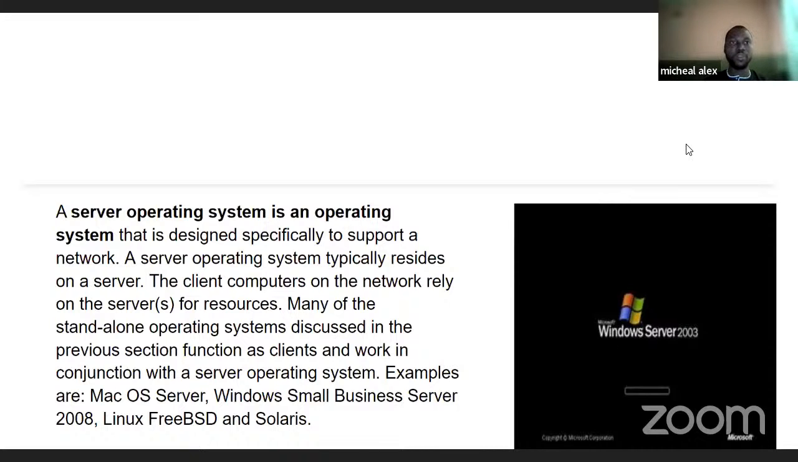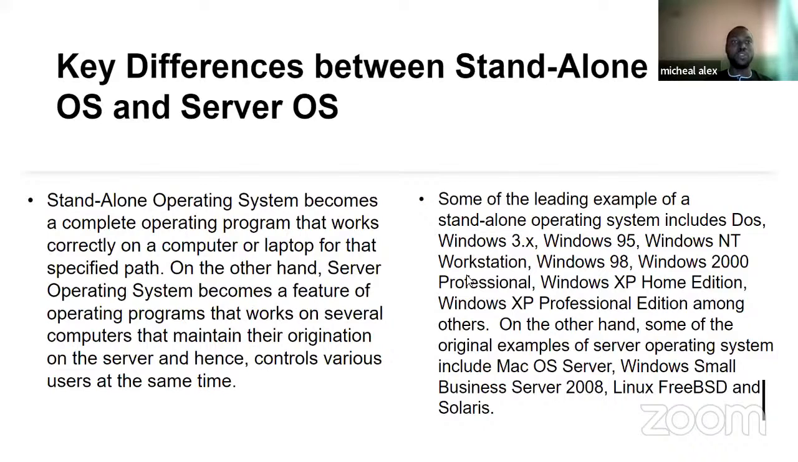So the key differences between standalone OS and server OS. A standalone operating system is a complete operating program that works correctly on a computer or laptop for that specific purpose. On the other hand, a server operating system is a feature of operating programs that works on several computers, maintaining their organization on the server, hence controlling various users. So what this is simply trying to say is that standalone works with just a user alone, while a server operating system, of course, can work with different users at the same time.